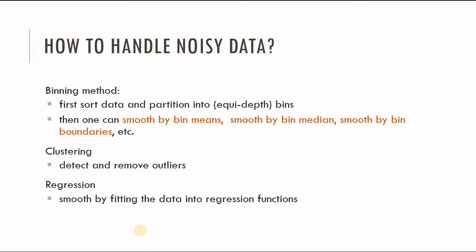The second method is clustering. It is used to detect and remove outliers. The third is regression, which smooths data by fitting it to a regression function. In today's lecture, we are going to learn only one method, which is the binning method. The remaining two we will learn in a later session. Let's understand binning with some examples.